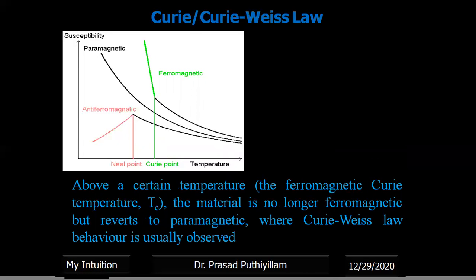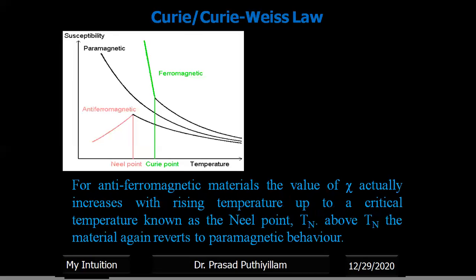Above a certain temperature, that is Tc, it is no longer ferromagnetic, but it behaves as paramagnetic, and it obeys the Curie-Weiss law. For an antiferromagnetic material, the value of chi actually increases with rising temperature. You can observe here, it is initially increasing till the Néel point. This temperature is known as the Néel point, or Tn, and above Tn, the material again reverts to paramagnetic behavior.